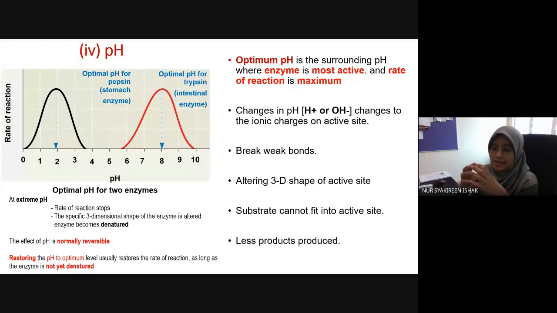Awak kena ingat balik, chapter ni dia ada kaitan dengan chapter protein. Awal-awal dulu awak kena fahamkan macam mana struktur protein. Protein ni dia terdiri daripada apa? Amino acids kan? Protein adalah terdiri daripada amino acids. Sama juga, enzyme ni adalah protein yang dia punya monomer dia adalah amino acids. So kena ingat balik struktur amino acid.